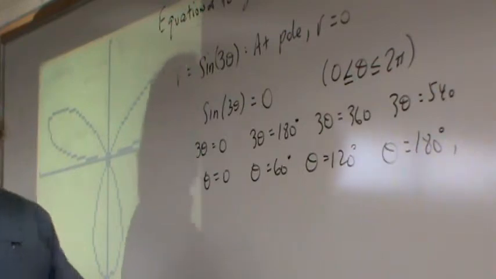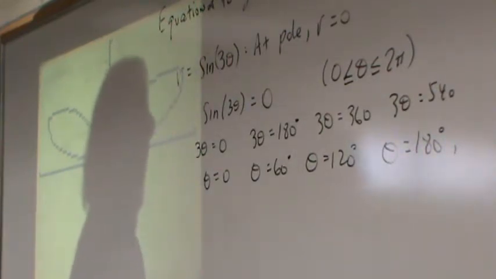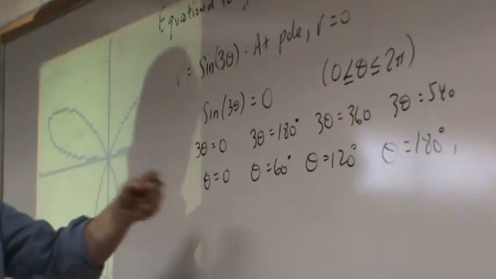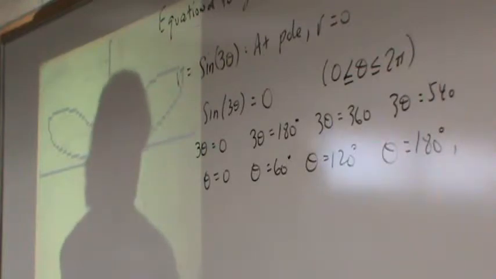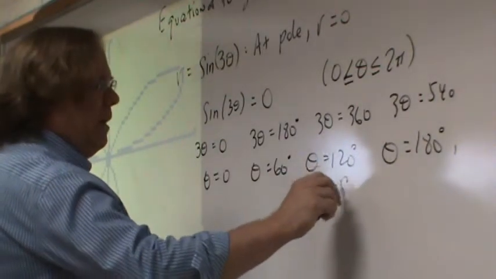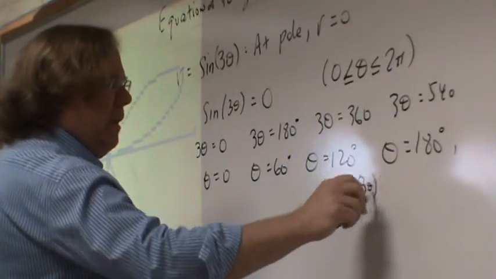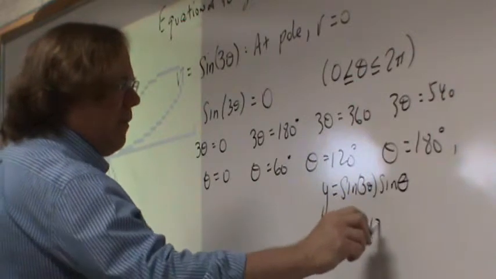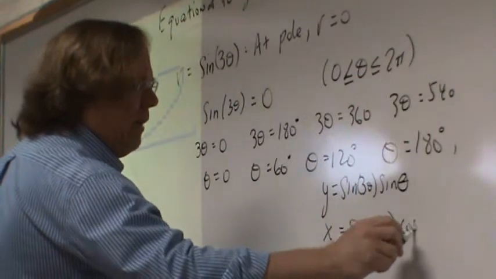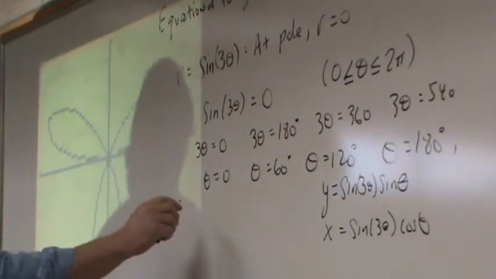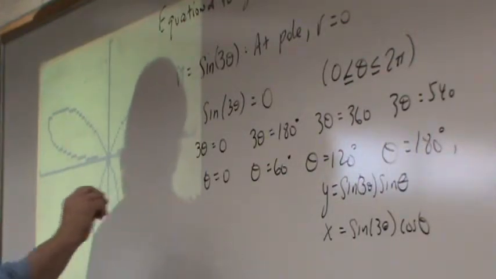Alrighty? So now that I know my theta values, remember, you need to get 2 things for the equation of a tangent line: a point and a slope. I know my theta values, so now I'm going to get my x and my y. My y is going to be sine of 3 theta times sine of theta, and my x is going to be sine of 3 theta cosine theta. Alrighty. So now I can get my x comma y's, correct?